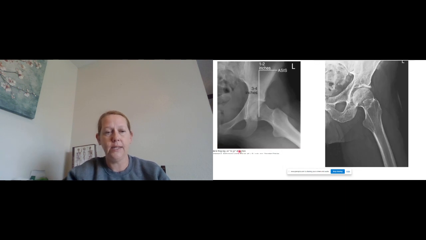So here is the one side of the unilateral frog leg, which is 20 to 30 degrees abducted, okay? Here is your ASIS, and here is your position. Looks very pretty. Here's one. I think it probably could have been abducted out more, but.